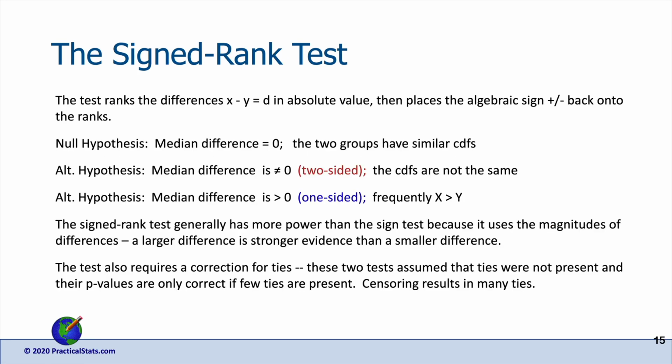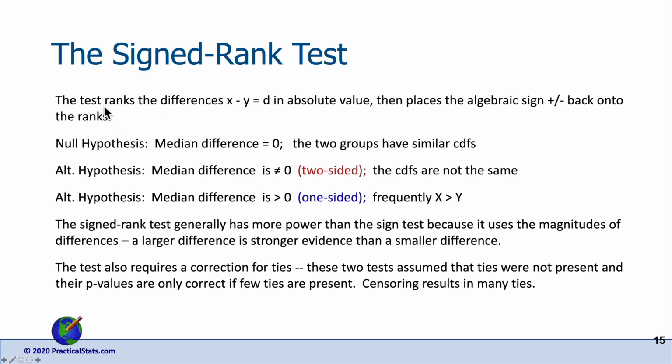The second test, also non-parametric, is the signed rank test. And here the difference between this and the signed test is that you're looking at both the magnitude as well as the plus-minus pattern in the data. Bigger differences have more weight than smaller differences. They're stronger evidence that the two columns are different.